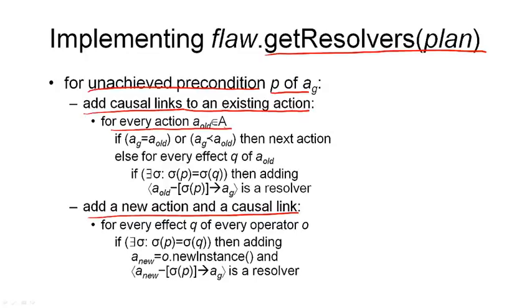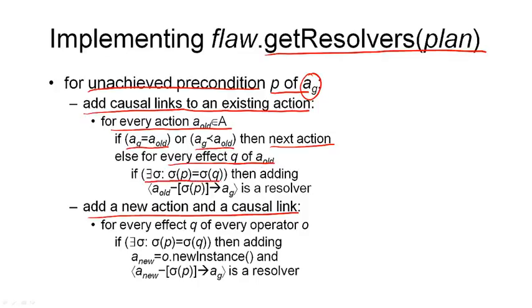this unsupported precondition. The first condition then is that we have to make sure that our existing action can be ordered before the consumer, and the consumer of course is AJ in this case. So if our existing action is the consumer, or it is already ordered after the consumer, then we cannot use it as a provider because it cannot come before the consumer, so we can just consider the next action. Otherwise, if it may come before the consumer, then we've got to check every effect Q of our existing action to see whether this can be used as a provider.